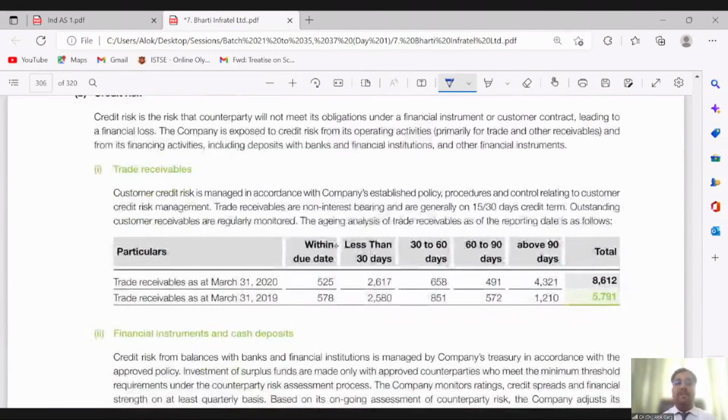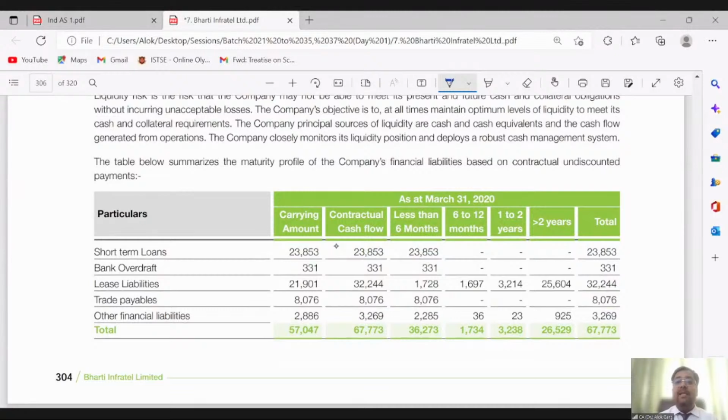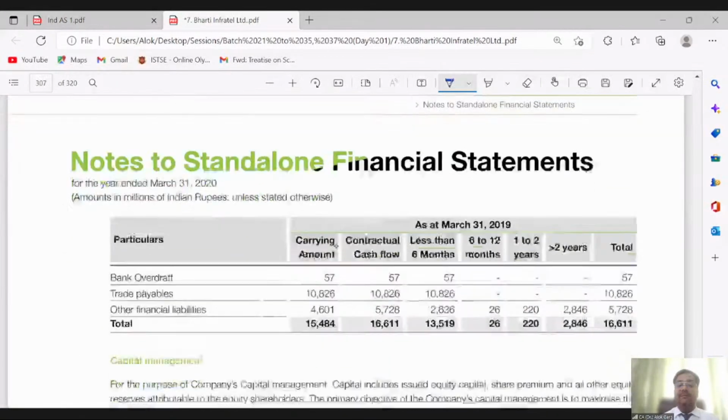For example, credit risk. The company has trade receivables of 861 crores, right? So the company has a credit risk from those customers, right? Liquidity risk. The company has a liquidity risk to repay the bank OD, short-term loans, lease liability, trade payable, and other financial liabilities. And as far as liquidity risk is concerned, the company has also given the maturity profile of those items, right?